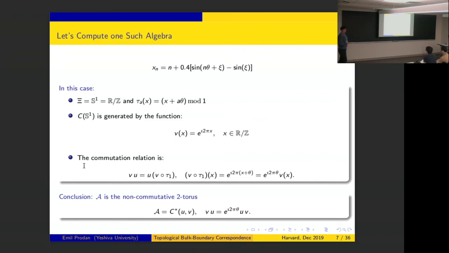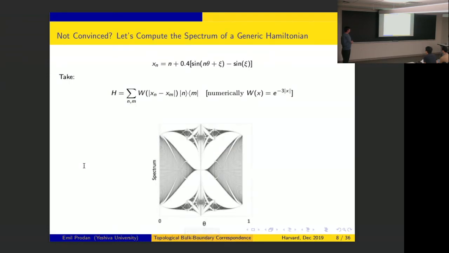So we learn that these Hamiltonians are drawn from the same algebra which gives us the magnetic translation. So the dynamics of electrons on a two-dimensional lattice in the presence of a magnetic field. So if you are not convinced, let's diagonalize.